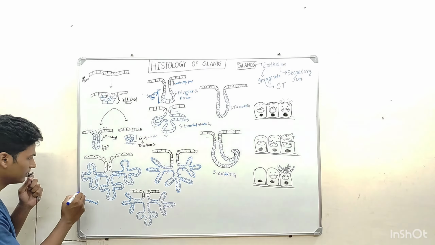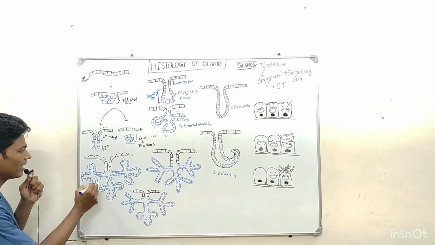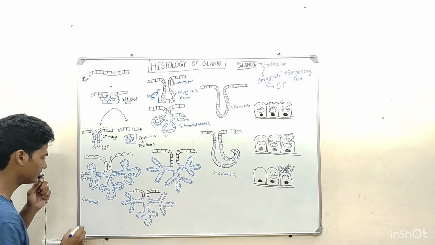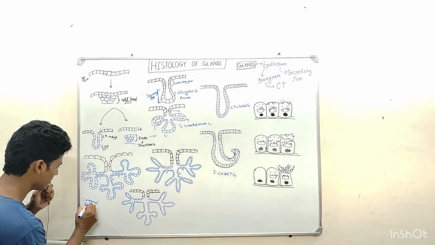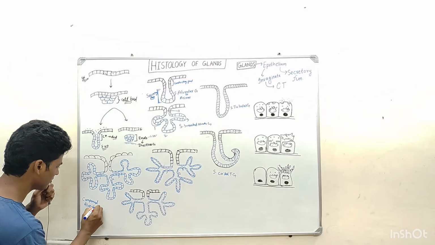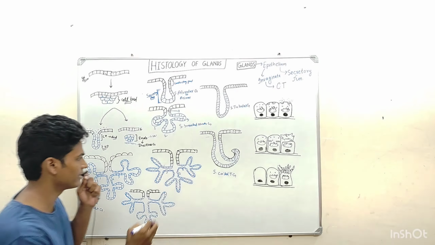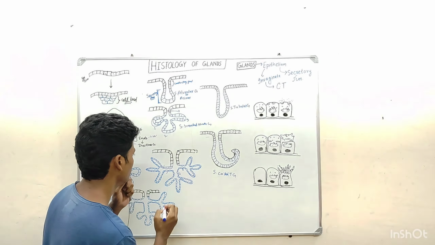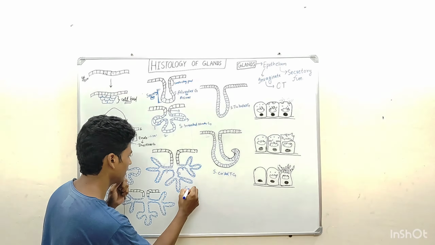And when you see the secretory part of the gland, it looks like alveoli. That's why it is called a compound alveolar gland. And in this picture also, there are more than one duct, so it is a compound gland.